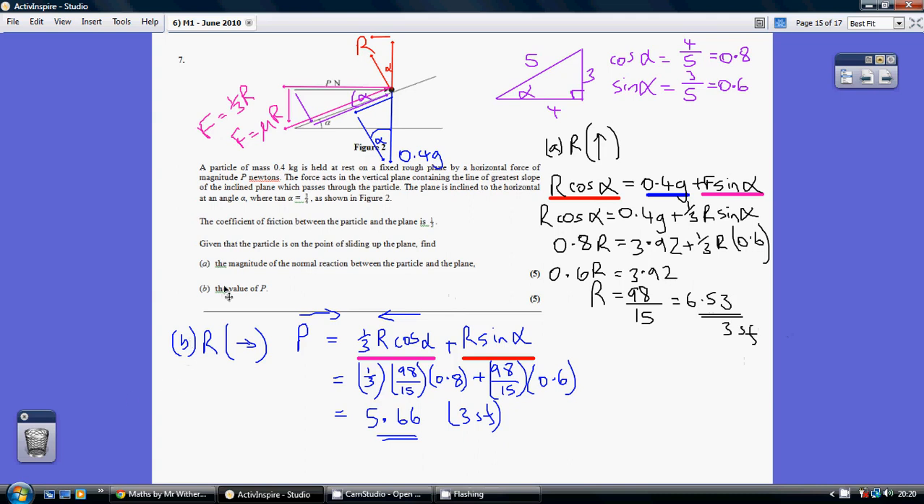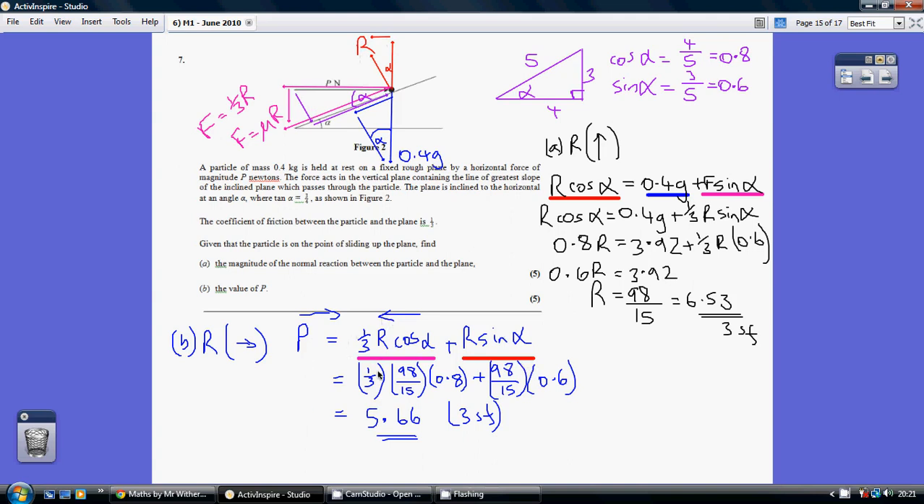Now for part B, to work out the value of P, we can resolve horizontally. So our only force going left to right is all of P, and our forces going right to left are our part of the friction. So that is a third R cos alpha, because it's the adjacent side, and also an element of the normal reaction, which is R sin alpha, because it's this element, so it's opposite the alpha. So this bit is this pink left to right one here, and this bit is this red one left to right here. So these are equal.